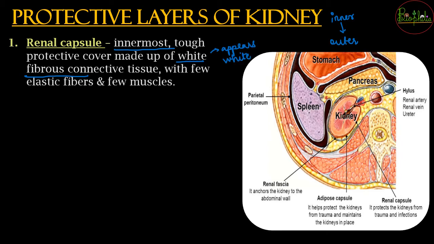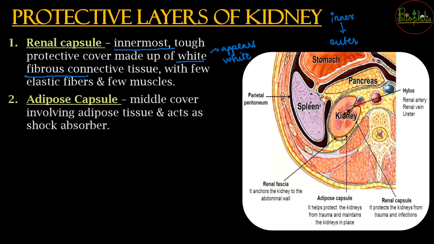color. So that is the reason white fibrous tissues जहाँ पे भी covering करेगा, the outer covering, it is going to be looking or appears to be white in color with few elastic fibers and few muscles. So this kind of protective covering is called as renal capsule. अब renal capsule से once you go a bit more deeper into the protective layers, the second one comes is the middle layer having adipose tissue, and since adipose tissue is present, we call it as a adipose capsule.